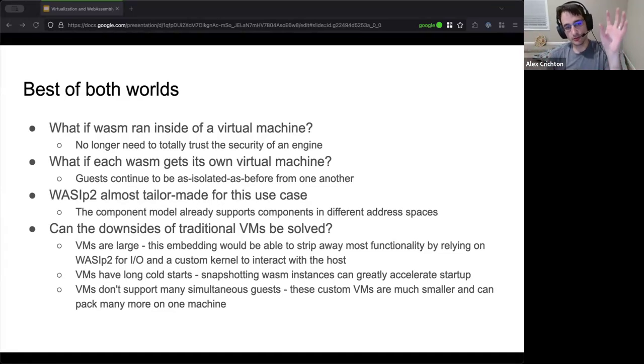So we can strip down our embedding. We're not going to use a Linux userland. We're going to use a nice custom kernel. We're going to use a very slim version of Wasmtime, and that'll all fit in a very small virtual machine.